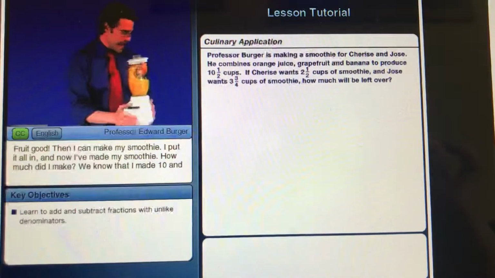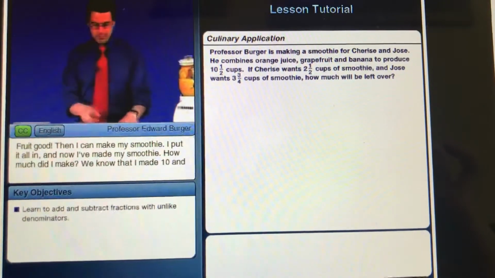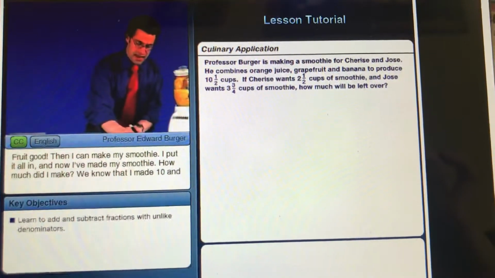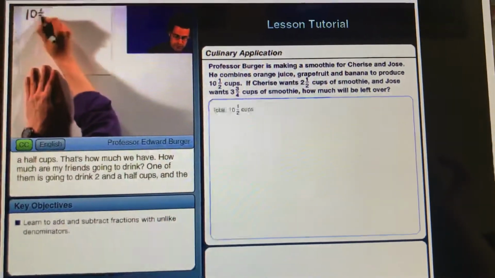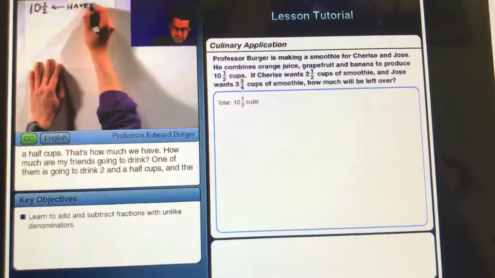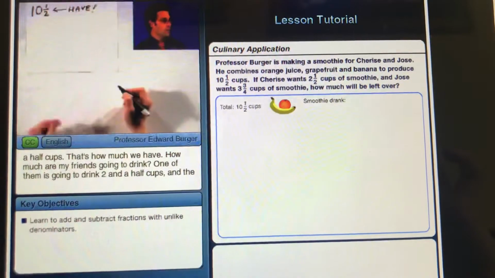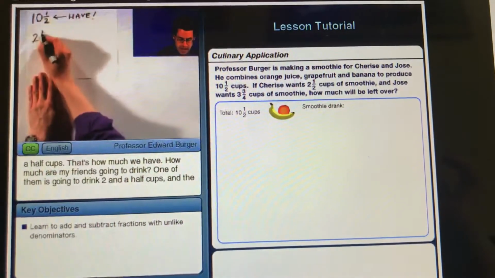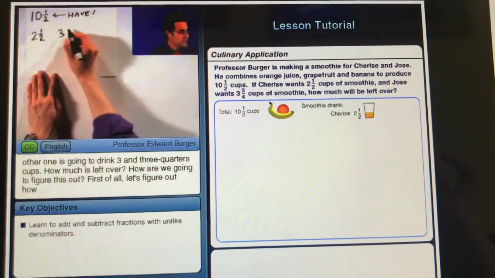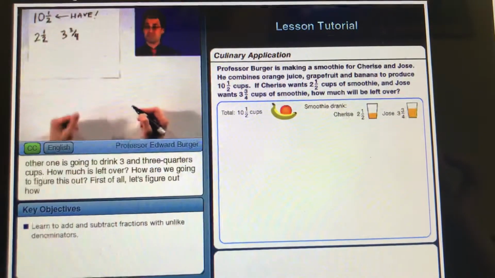Great. So now I've made the smoothie. And how much did I make? Well, we know that I made 10.5 cups. That's how much we have. Now, how much are my friends going to drink? Well, one of them is going to drink 2.5 cups, and the other one is going to drink 3 3/4 cups. And the question is, how much is left over?